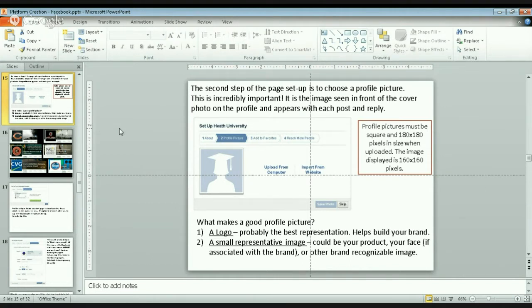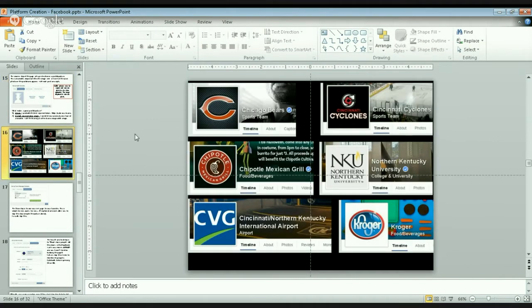You need to stick to either the logo or a small representative image if the logo isn't strong enough. There are size requirements as well. So you have to make sure that you fit the size requirement so that it looks as good as it possibly could. Here's some examples of businesses, and you'll notice that every single one of them uses a logo for their profile picture. Every one of them.